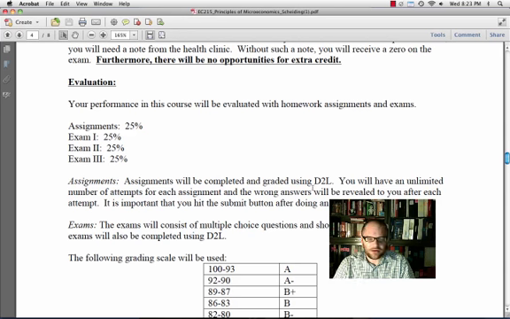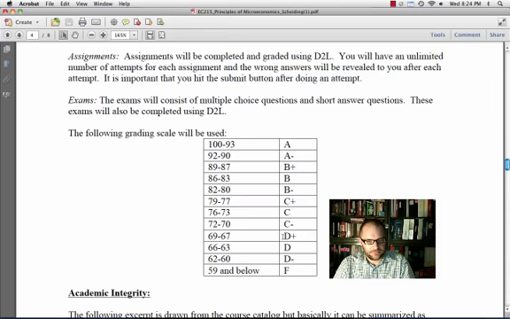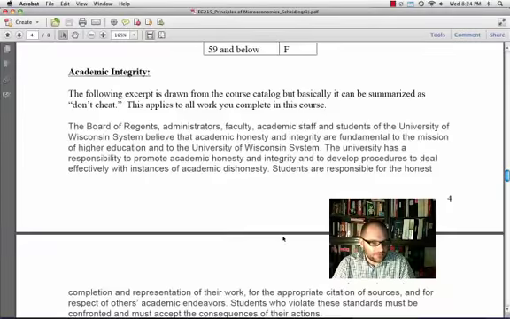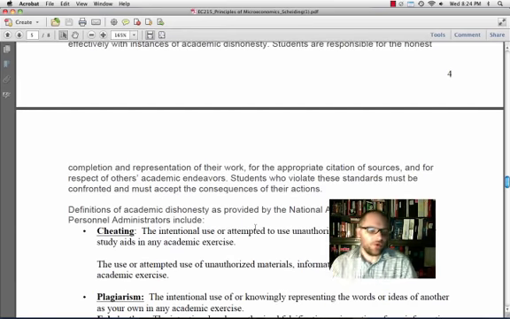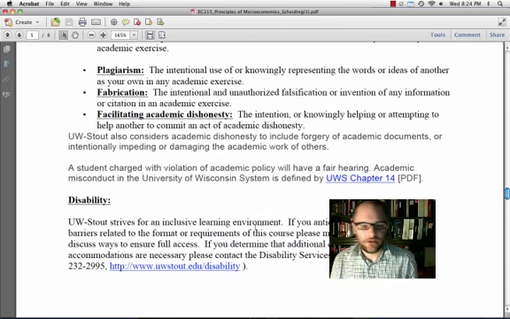Assignments, as I said, you get unlimited attempts. Exams, multiple choice questions and short answer questions. Within that, you get only one chance. The grading scale, as listed here. Academic integrity. Basically, don't cheat. But obviously, it's more complicated than that. So do read it. If you're in doubt, always ask me a question.